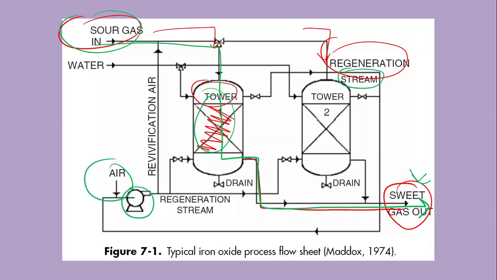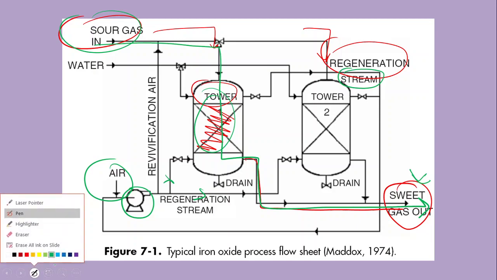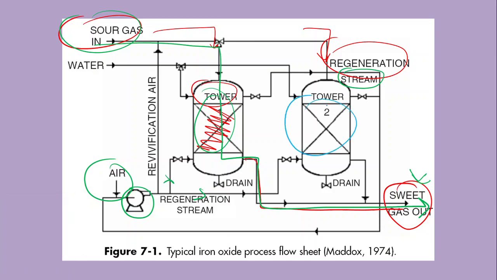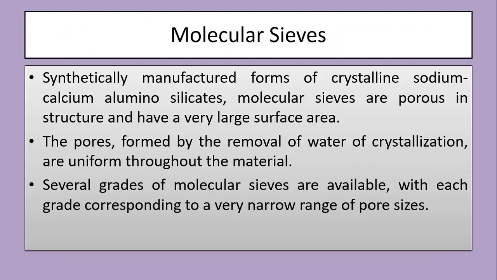After the air, there are compressors that supply both towers. For example, this tower is working as a regeneration system, so the air is going inside. Continuously air is going inside so that the regeneration is taking place. So one bed is under the regeneration step, and one bed is under the adsorption step. In this way, H2S is separated out from the natural gas, and regeneration is carried out for the other bed.